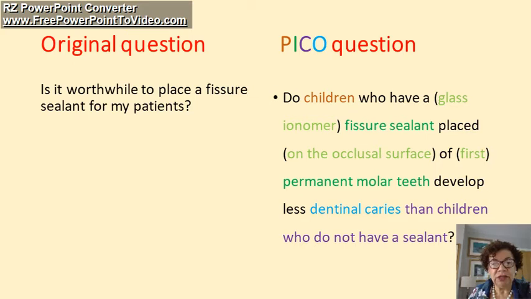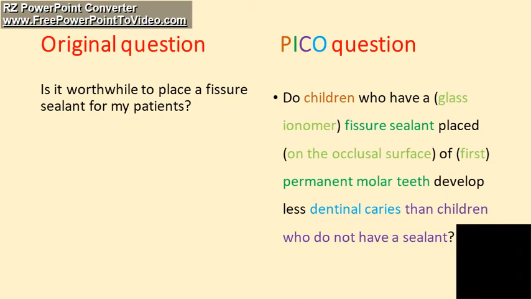Depending on the search, you may exclude these additional areas from your search terms, but include them in your analysis of the papers identified. Let's read the question with and without these additional areas. First, without. Do children who have a fissure sealant placed on permanent molar teeth develop less dentinal caries than children who do not have a fissure sealant?